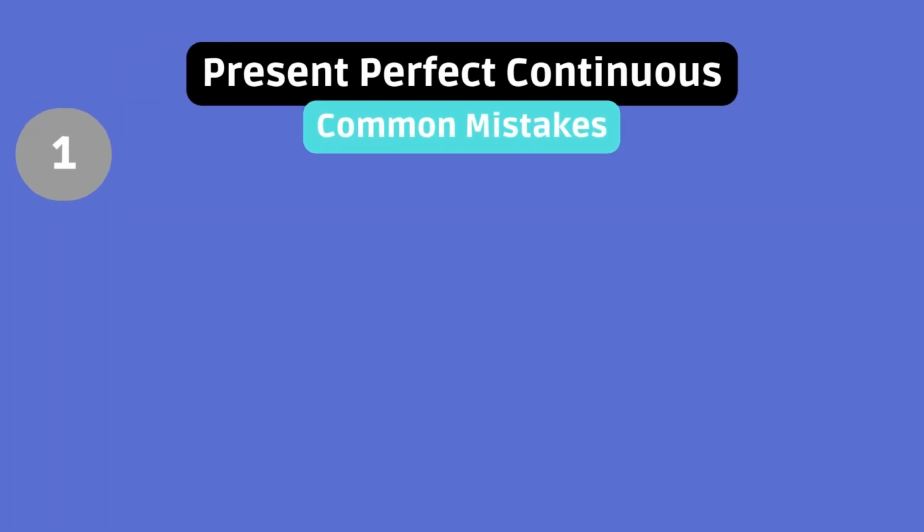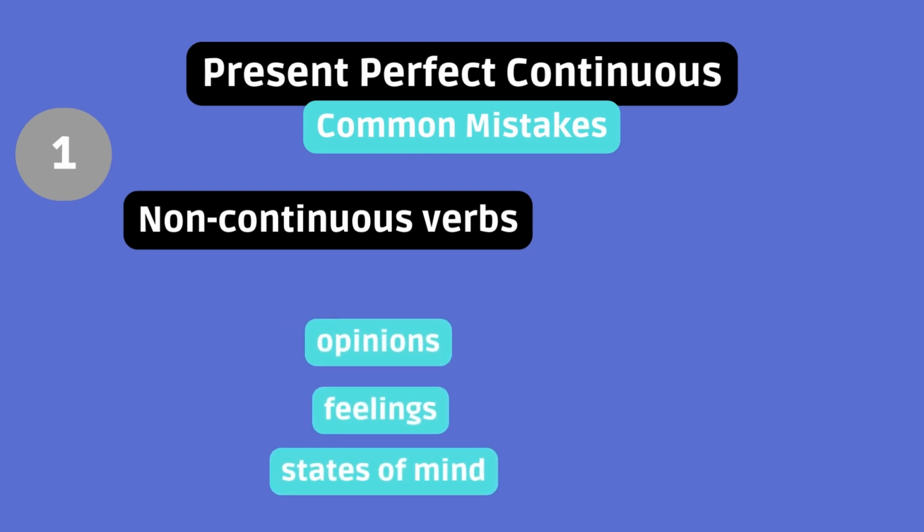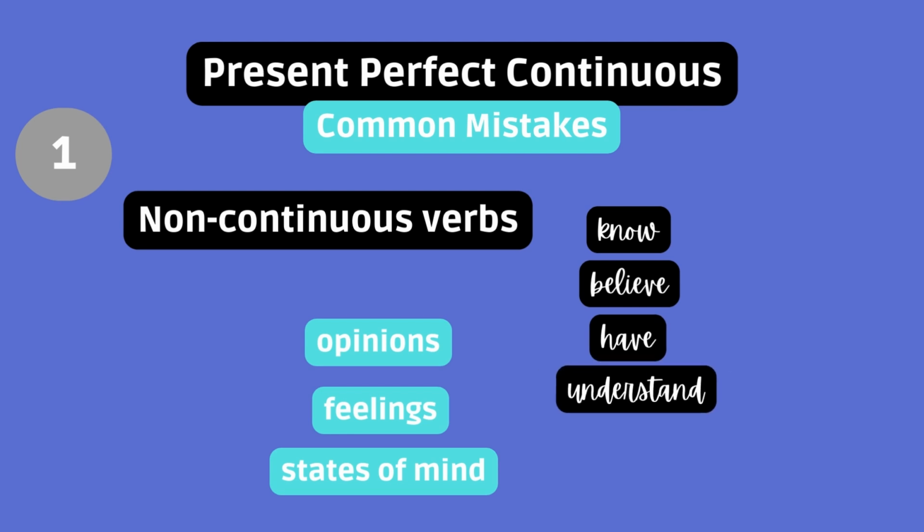Common mistakes. Non-continuous verbs. The present perfect continuous is typically used to express continuous or ongoing actions, and using it with non-continuous verbs usually doesn't work. These are non-action verbs that instead express opinions, feelings, or states of mind, such as know, believe, have, understand, seem, like, just to name a few.